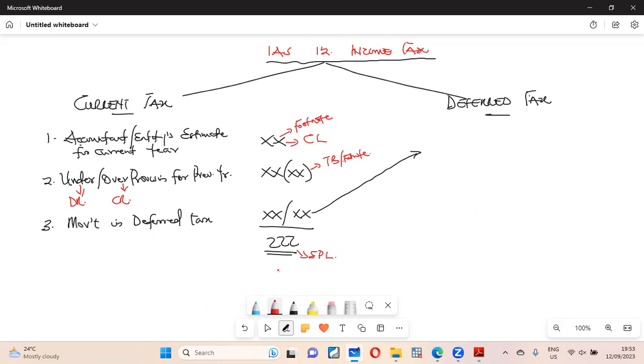How do we do movement in deferred tax? You need the deferred tax, the opening balance of deferred tax.